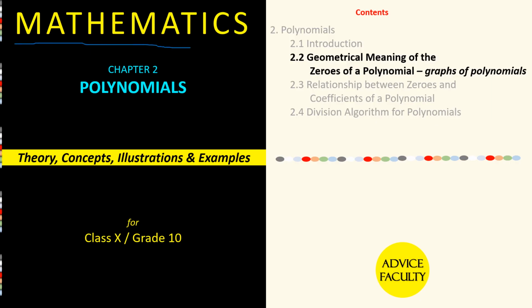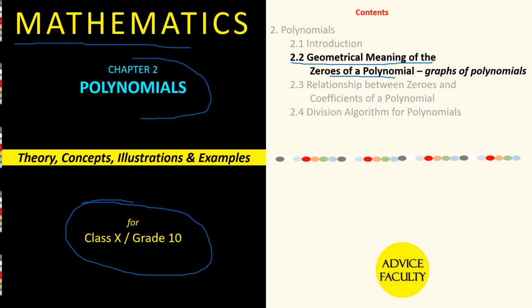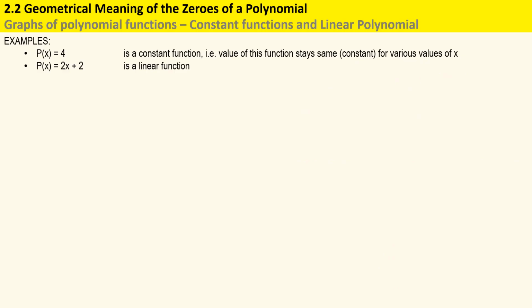Welcome to this session on Mathematics, Chapter 2 Polynomials for Class 10 or Grade 10. We are covering Section 2.2 Geometrical Meaning of the Zeros of a Polynomial, and in this session we are talking about graphs of polynomials. So we are trying to find out what graphs of polynomials look like, and let's begin with the constant functions and the linear polynomials, and we will try to see how their graphs look. Our first example is p(x) is equal to 4.